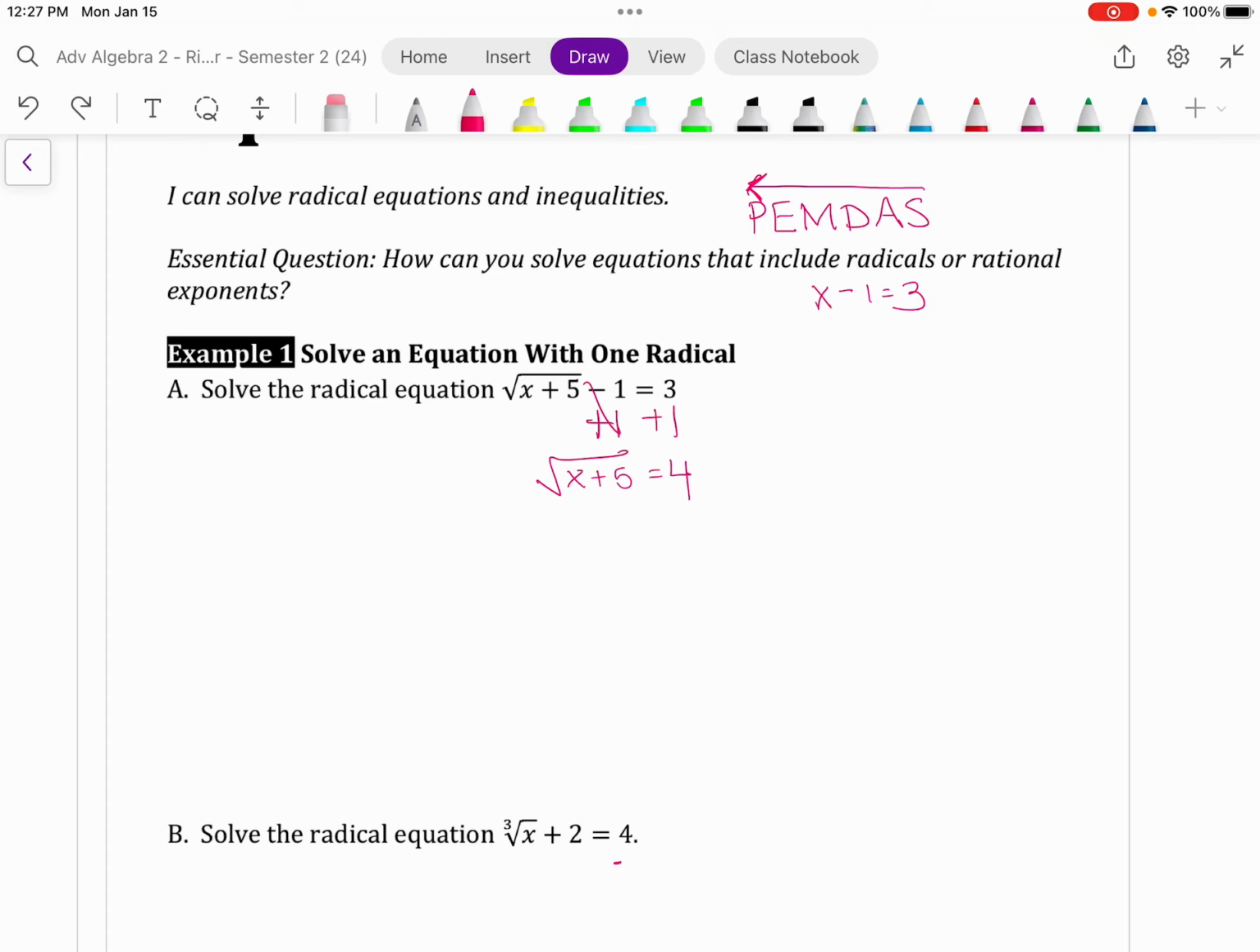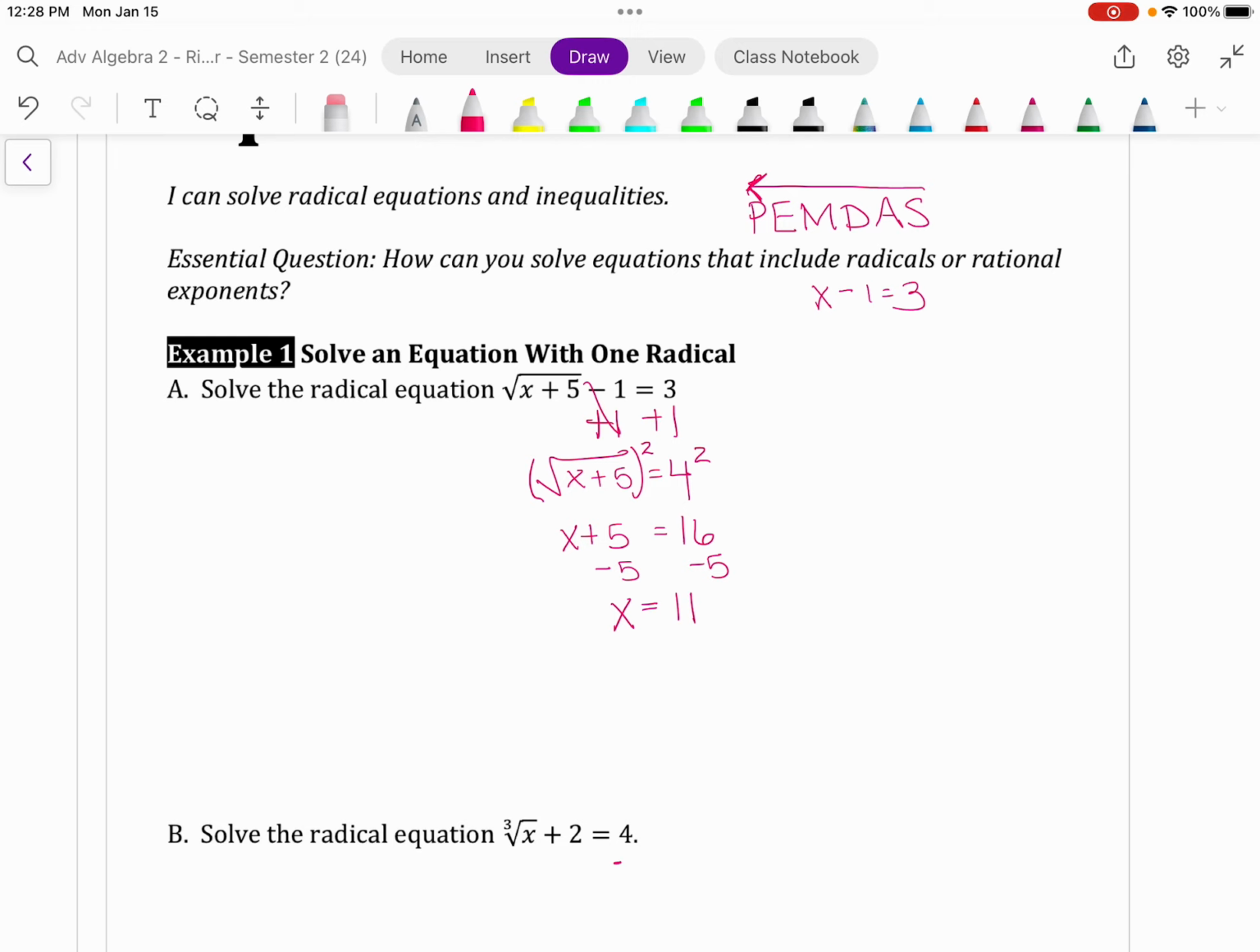It appears that we don't have exponents, but if we think about a radical, that is the inverse of an exponent, so that's where that falls. So to undo a square root, we're going to square both sides. So I'm left with this equals 16. And then I'm going to subtract 16 minus 5 is 11.